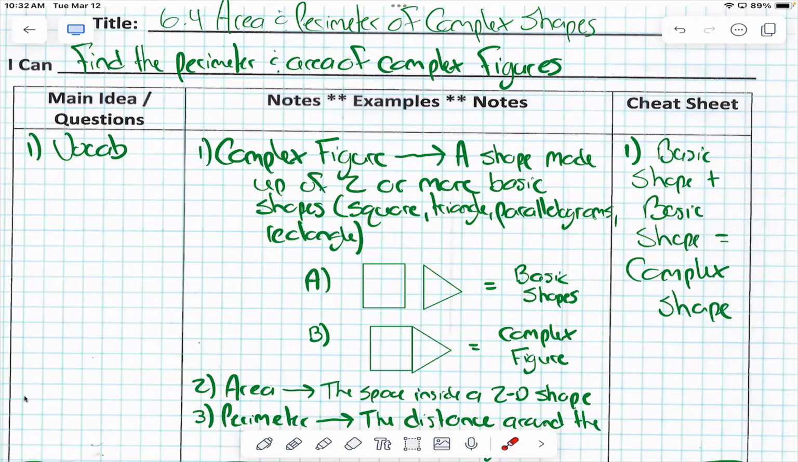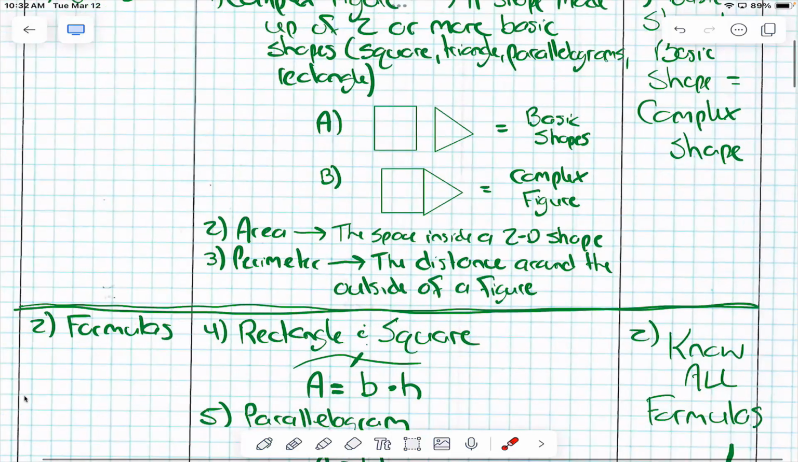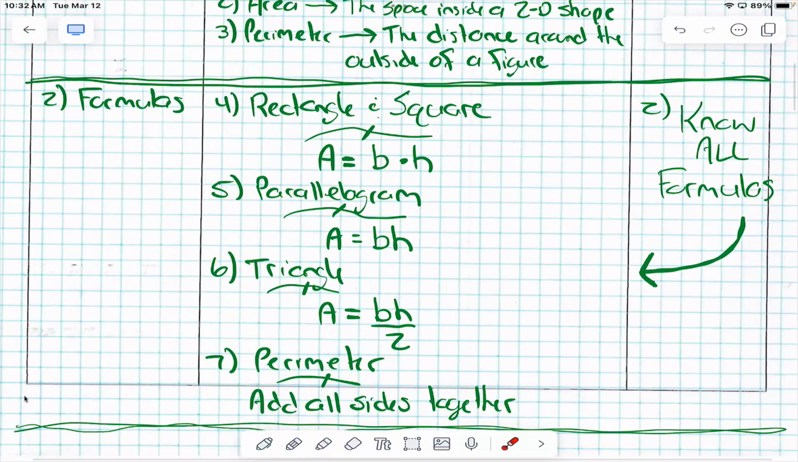Yes. But if I put these two shapes together, we would call that a? Complex figure. Is a shape and a figure the same thing? Yes. Do you guys know the difference between area and perimeter? Yes. I'm going to skip right over that, and we're going to go down to some formulas.